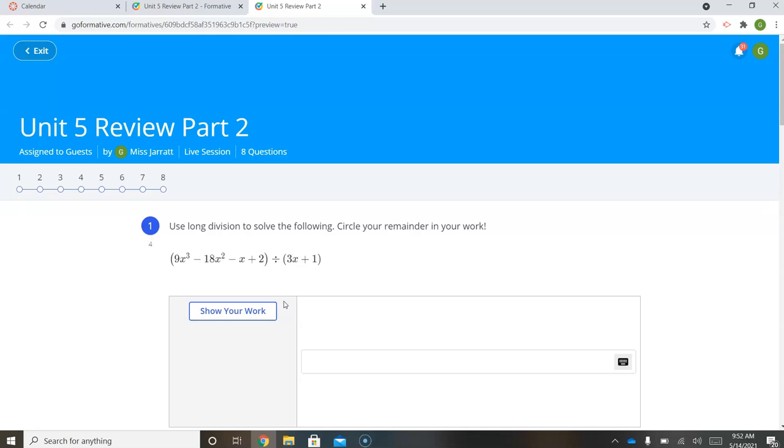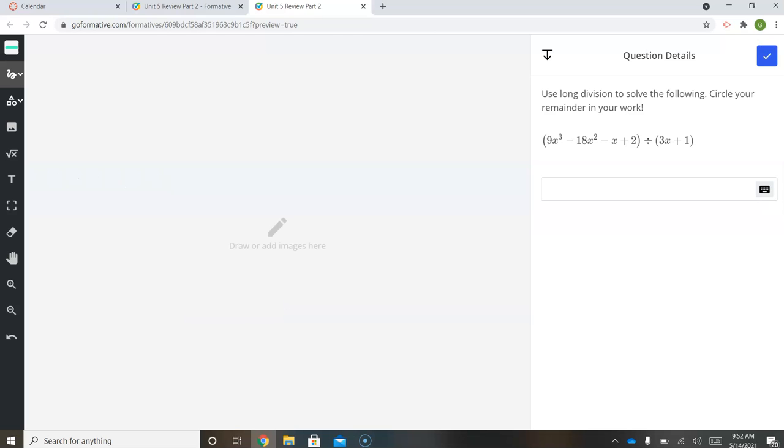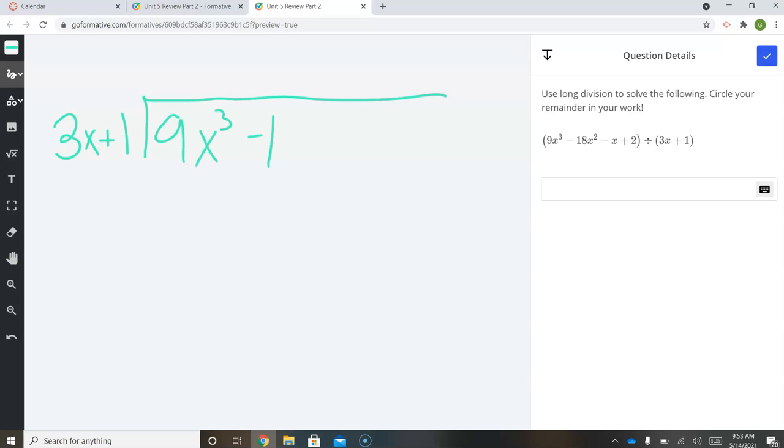So number 1 is long division. Circle your remainder in your work so you don't have to worry about typing it into the box. Long division can be kind of gross, so you just have to make sure you stay organized some way, shape, or form. So how we do this is we put our 3x plus 1 on the outside. Set up your long division, 9x cubed minus 18x squared minus x plus 2.